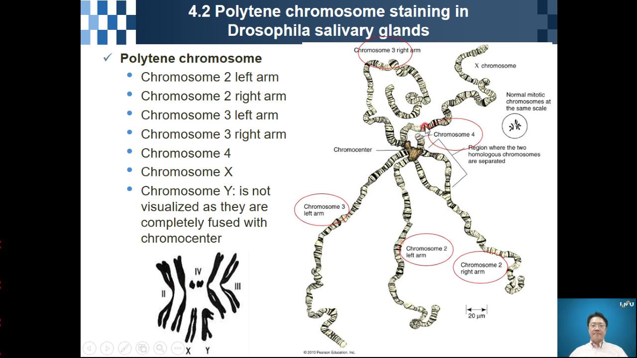Okay, how about chromosome X? This is the X chromosome. How about the Y chromosome? Here the Y chromosome is not visualized, as it is completely fused with the chromocenter. So this is the chromocenter. The Y chromosome is completely fused with the chromocenter, so the Y chromosome is located in the chromocenter region.